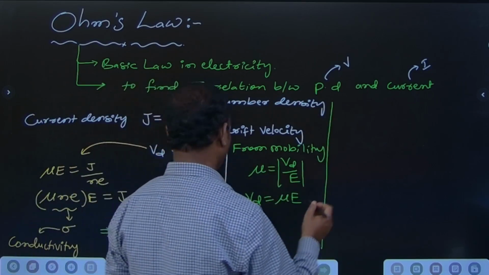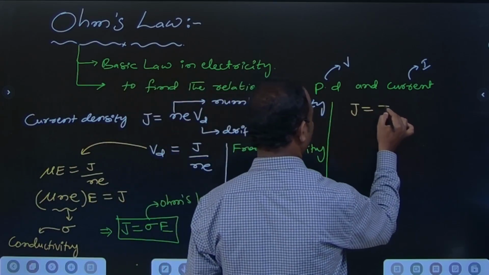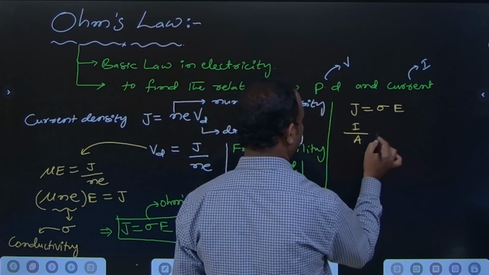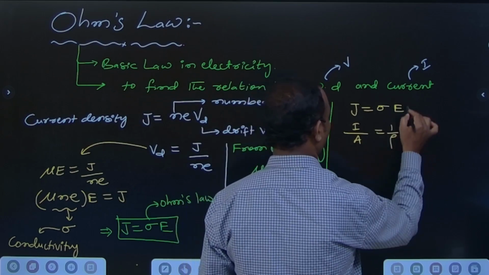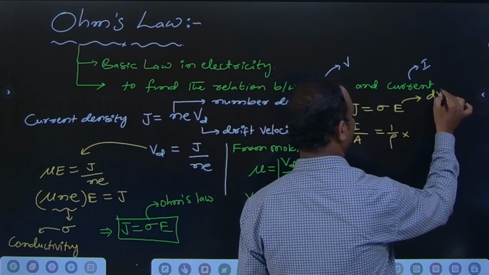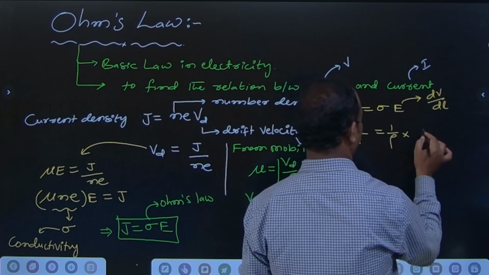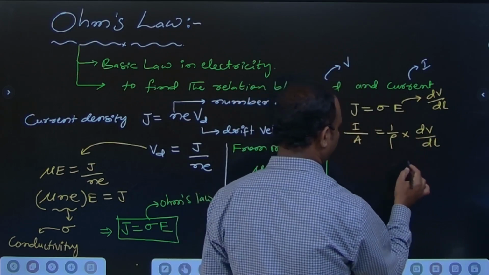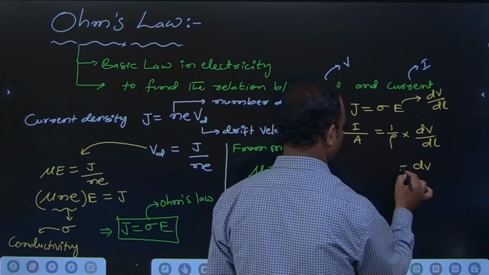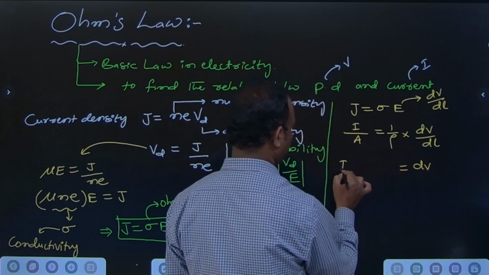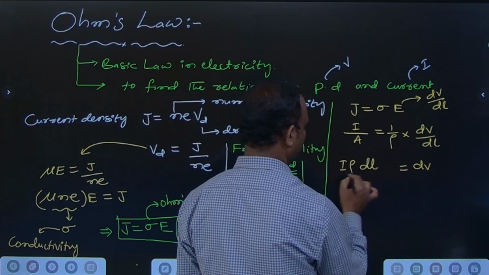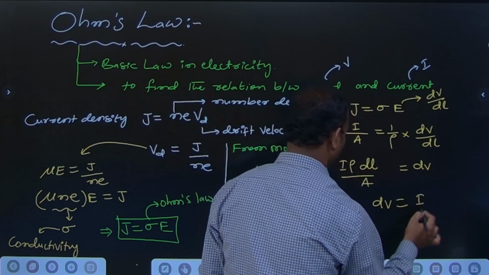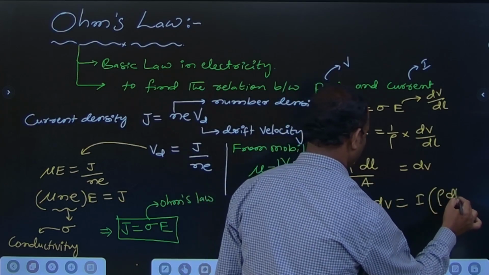Now, J is equal to sigma into E. J means I by A, and sigma is 1 by rho. E is equal to dV by dL. Now I am substituting dV by dL. So now bring the terms here: dV is equal to I rho dL by A.